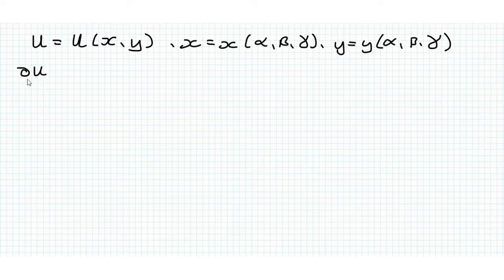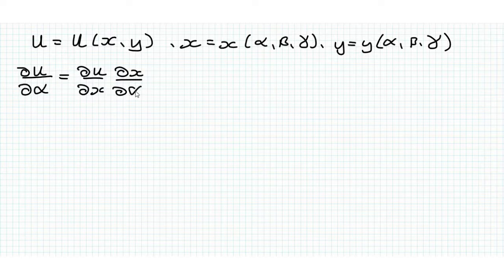So partial du by partial d alpha is partial du dx, partial dx d alpha plus partial du dy, partial dy d alpha. Okay, so that's a familiar pattern that you should be remembering now. Number of variables gives you the number of terms.